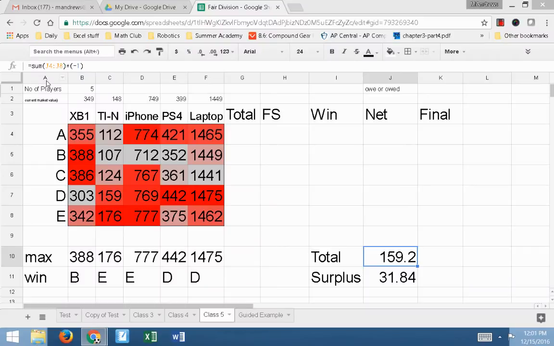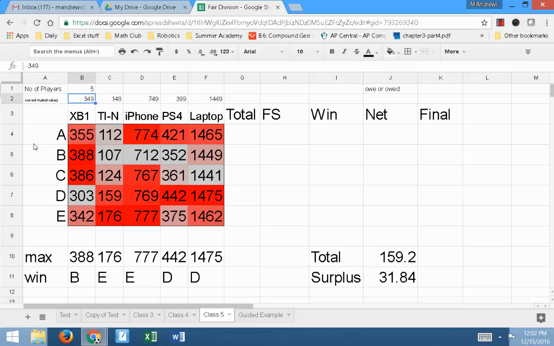Okay, so we're going to take a look at a final example of the fair division. I've set this up in a way so that I can very quickly edit. So I've actually used Google spreadsheets. So fair division, we have five people who are bidding on five items. Don't know the scenario where this would be the case, but all right. So we have an Xbox One, a TI Inspire, TI Inspire, not Spider, an iPhone, PlayStation 4, and a laptop.